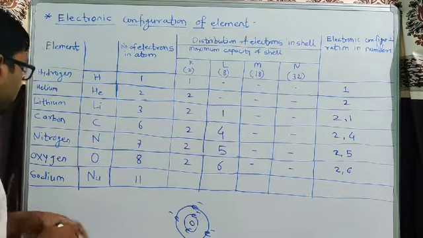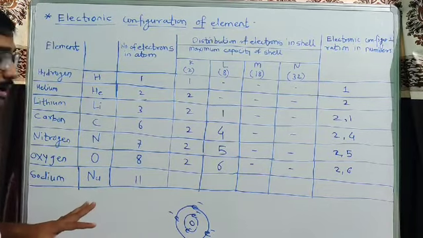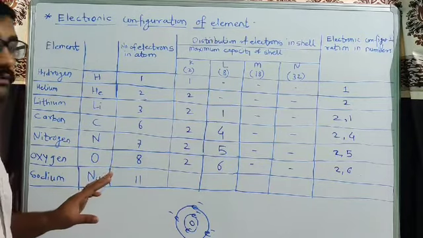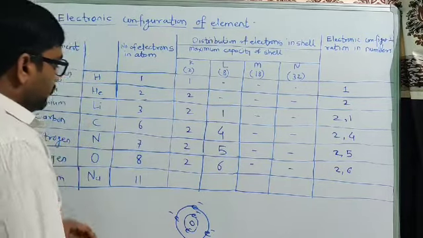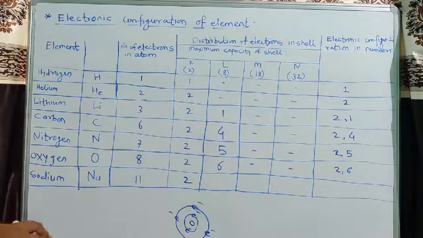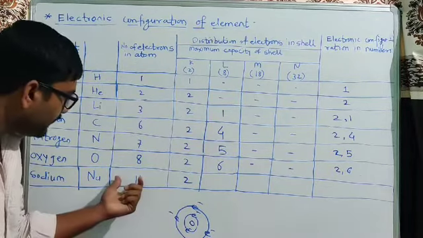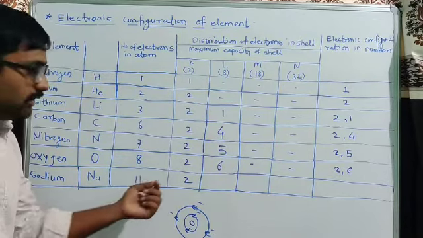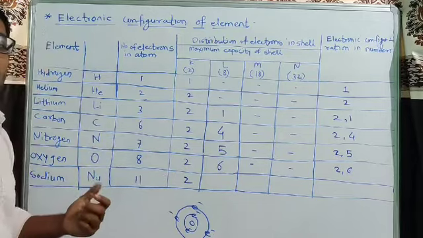Now look at the sodium atom. It has 11 electrons. We know the first 2 electrons are always added to the K shell. Now how many electrons remain? 9 electrons. 9 and 2 is 11. So 9 electrons remain.